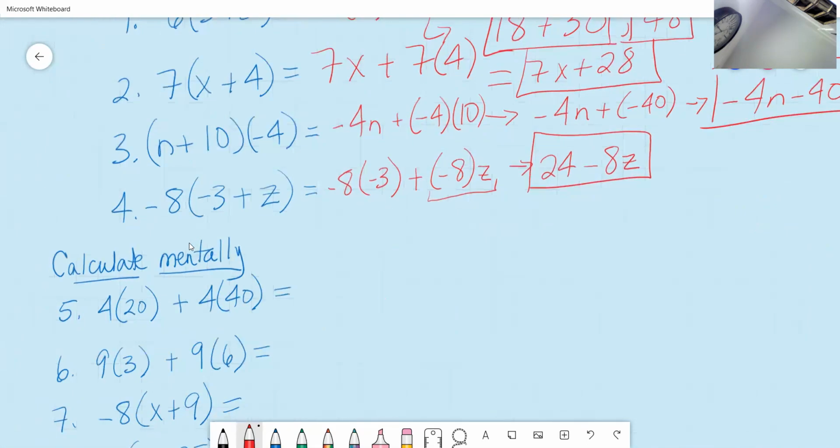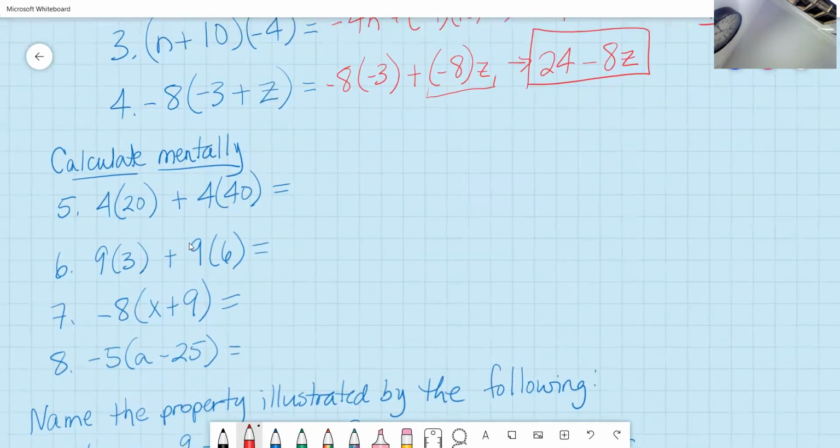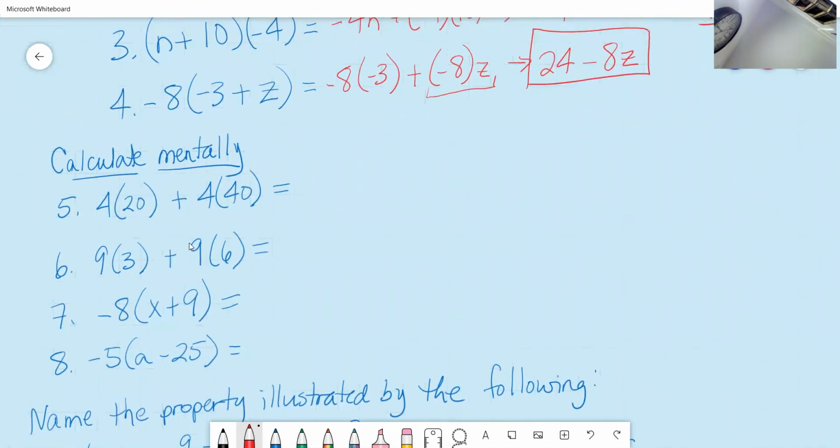All right, so let's practice calculating mentally again. Take a look at these. Go ahead and pause the video and give them a try on your own. I'd like for y'all to keep practicing doing this. This is just a good practice to have, to be able to do things mentally in your head. Besides, it's good for your brain.